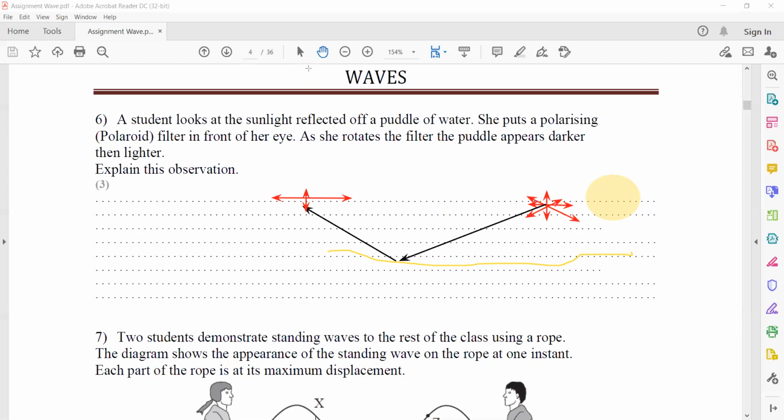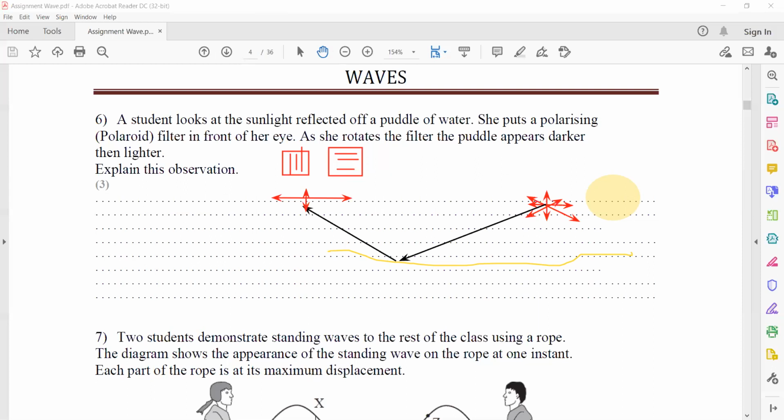The student looks at the sunlight reflected off the puddle using a polarizing filter, and as she rotates the polarizing filter, it appeared lighter, then darker, then lighter. What is the reason for that? When the plane of the polarizing filter is perpendicular, it will be completely dark because the filter will not allow that light to pass through. And when the plane of the polarizing filter is parallel to the component of the light, it will allow it, so it will appear lighter. Why is it lighter? Because it's polarized, so polarized light is not too bright, it will be dim.